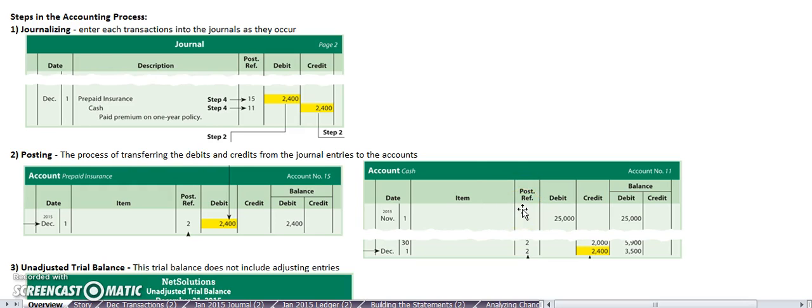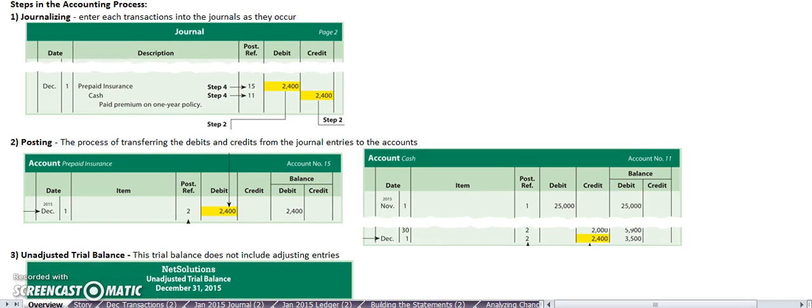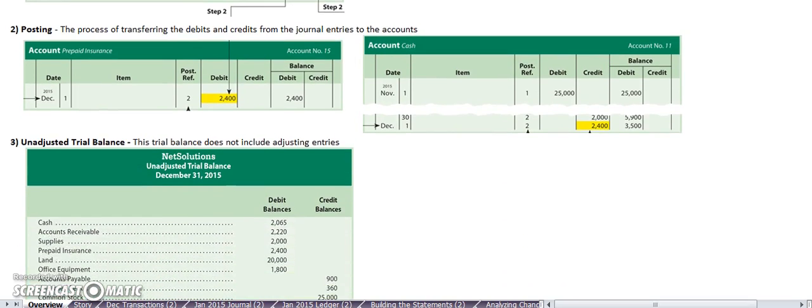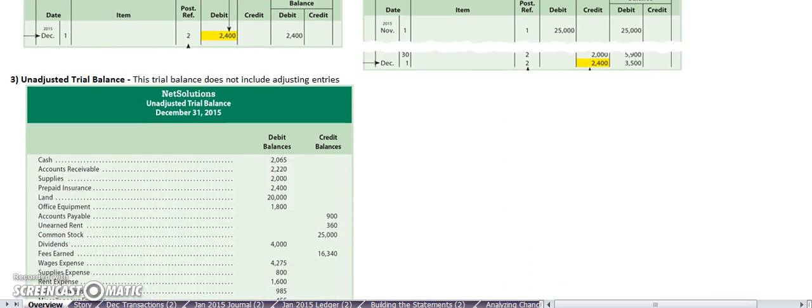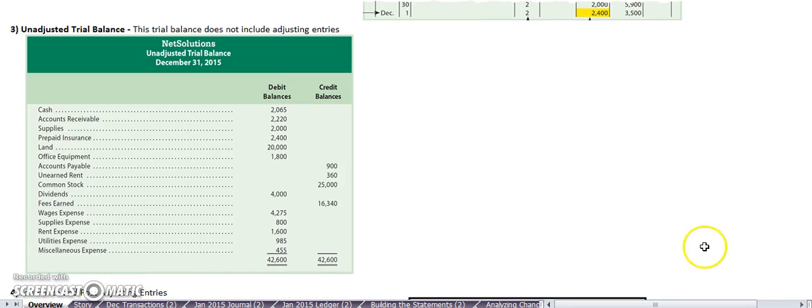Okay, so first we journalize all the entries. Once we're done journalizing, we'll go ahead and post it into each of the individual accounts, and then comes the third step. The third step involves creating the unadjusted trial balance. And I'll explain why it's called unadjusted in the next step. So this is a very simple step.